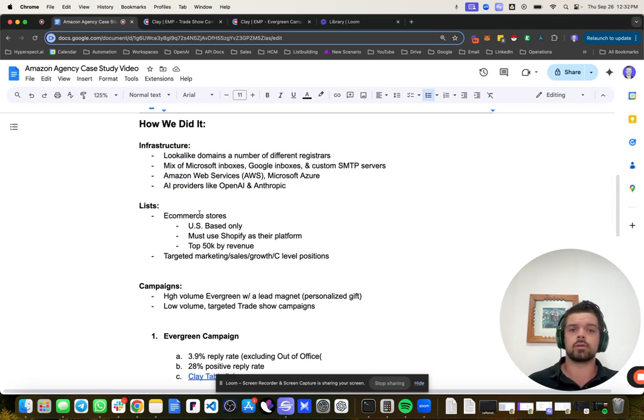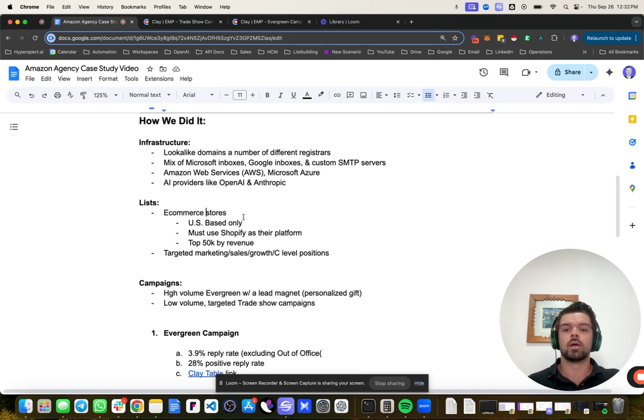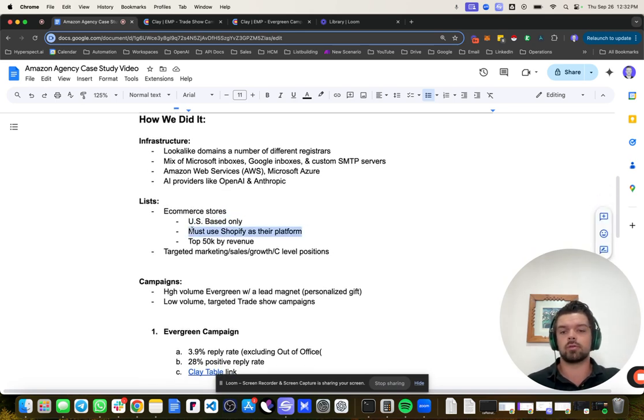Next up was the list. So this client told us, hey, look, our ICP, our ideal customer that pays us the most money, that we can retain the longest, that we can close the easiest, they are Shopify users. They're e-commerce stores that are highly ranked on Shopify. It means they have money. It means they're successful and just well designed for conversion optimization. So US-based companies must be using Shopify as their platform, and they just wanted to start at the top of the list in terms of revenue.